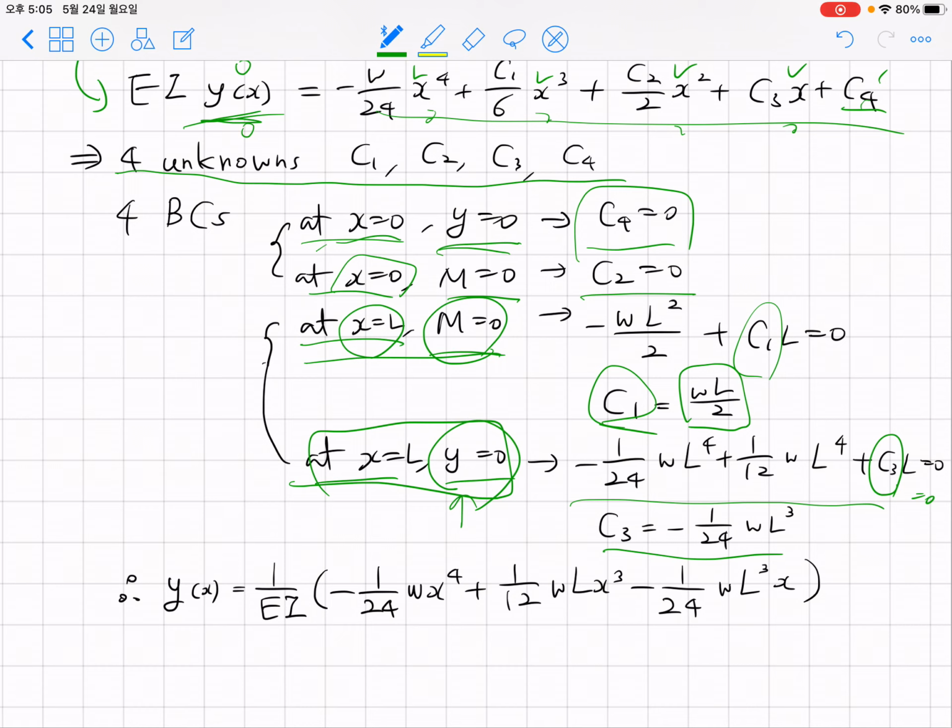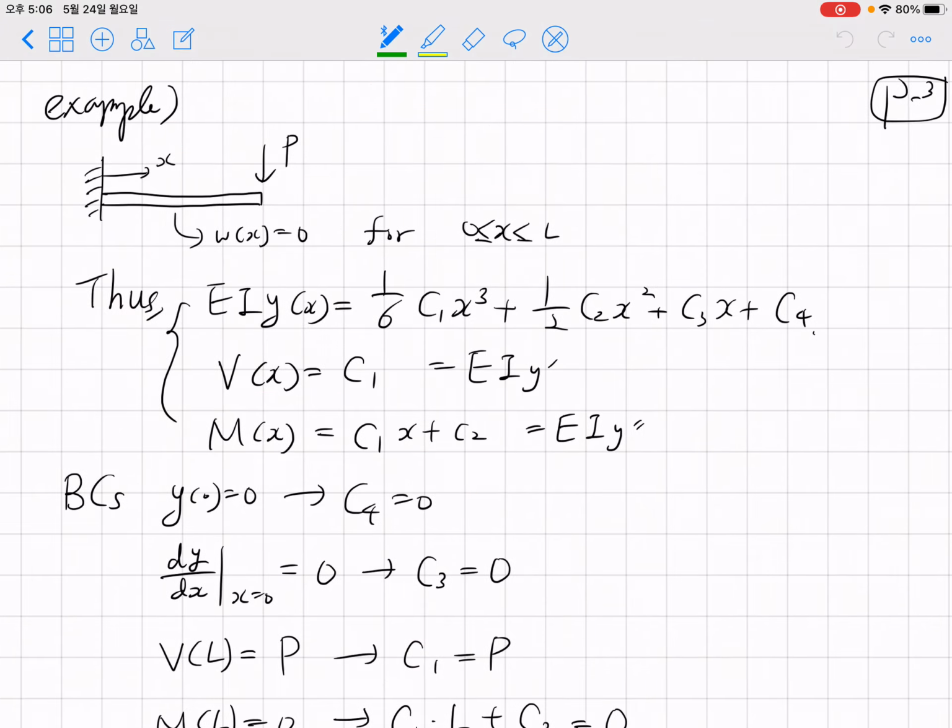Okay, so after plugging in all these unknowns, you can write down the elastic curve y as a function of x. Now let's move on to another example problem. This example problem considers a cantilever beam with a point force at the right end. Here you can realize that Wx equals 0 for the entire zone of the beam. So here the problem becomes even simpler.